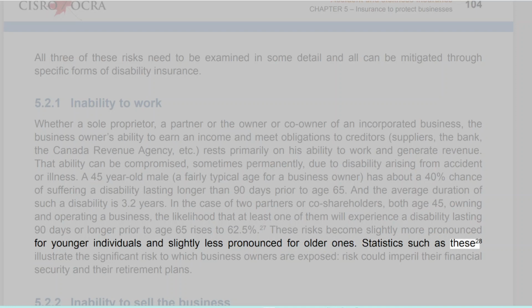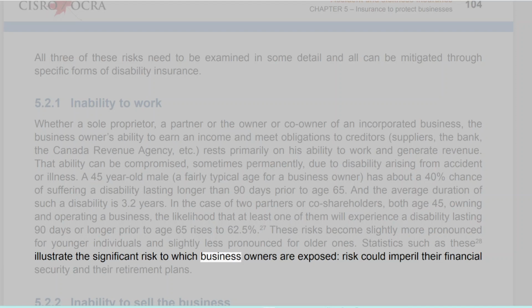Statistics such as these illustrate the significant risk to which business owners are exposed. Risk could imperil their financial security and their retirement plans.